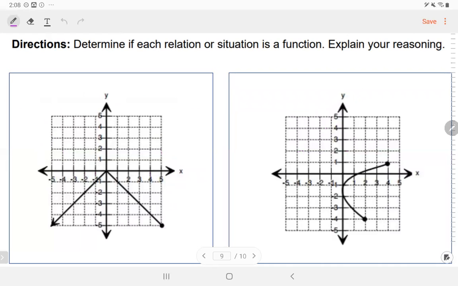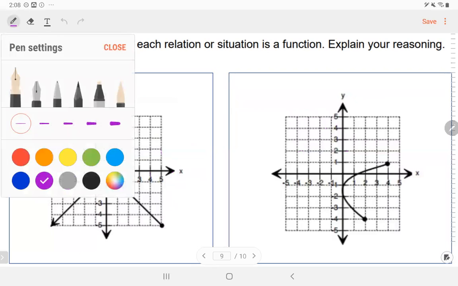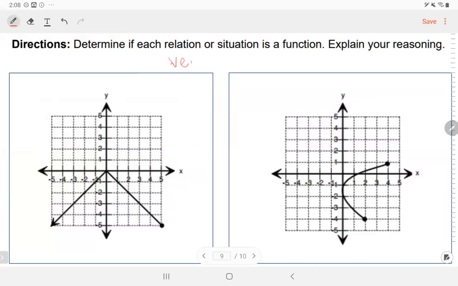A couple more examples. Determine if each relation or situation is a function. So for graphing, the easiest way to determine if something is a function is to use the vertical line test. And if I draw a vertical line on this graph, that only hits at one point. I could draw a vertical line anywhere on this graph and it would only hit at one point. So yes, this one is a function.